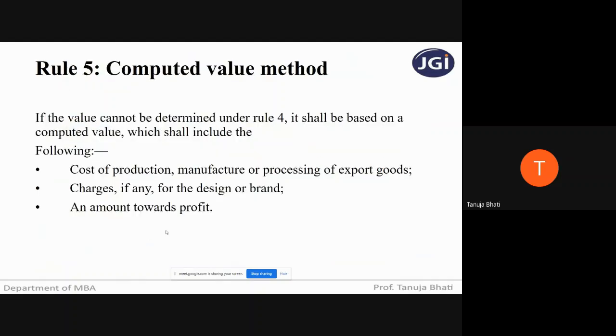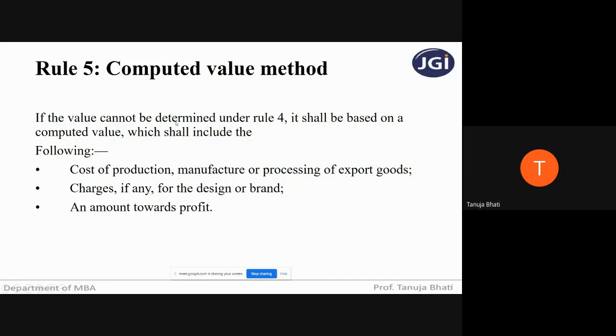Next. Rule number 5 says that if rule number 4 also has been rejected by the proper officer as per rule number 8, then you go to rule number 5, which is the computed value method. So what is the computed value method, students?